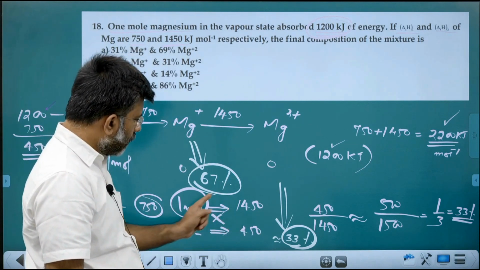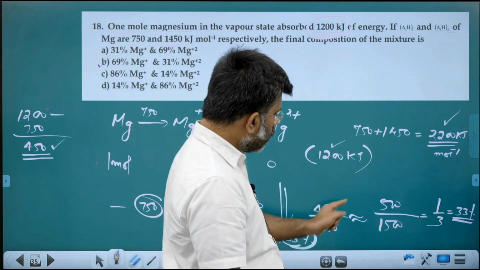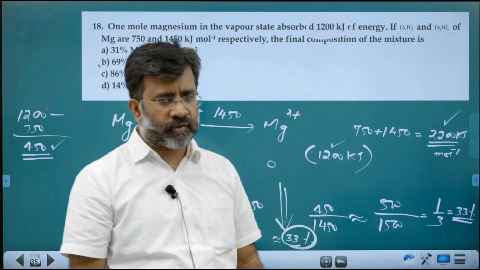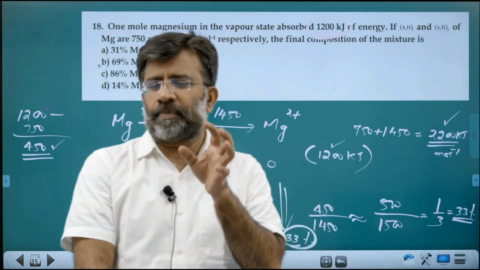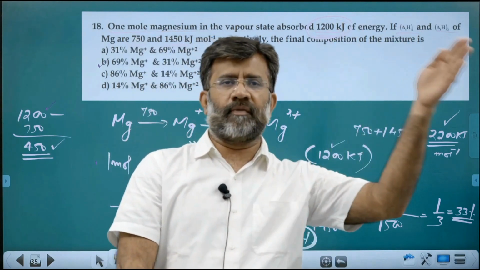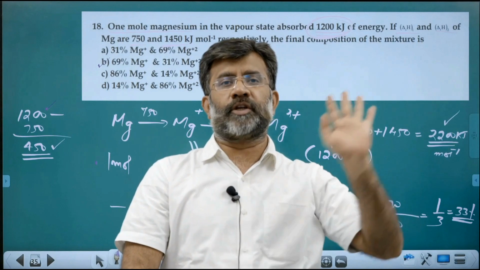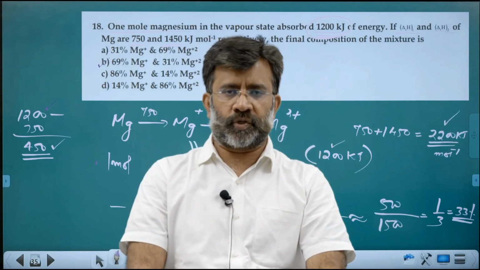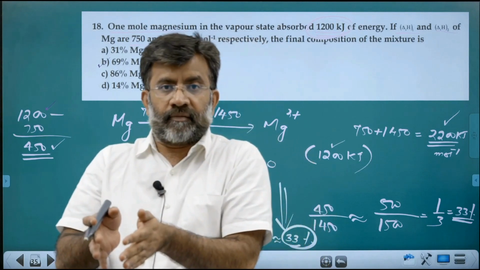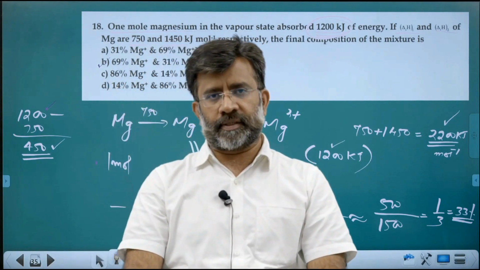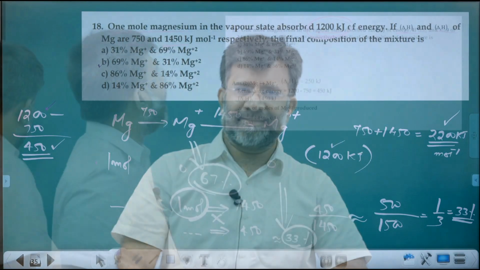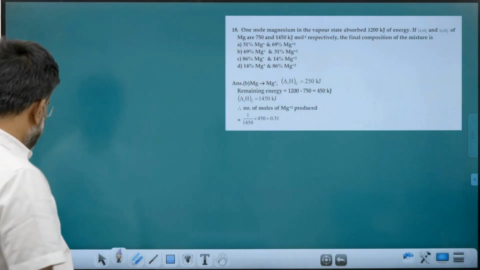It is 450 by 1450, close to 500 by 1500. That is 1/3 conversion taking place. That means some 33% will be converted from Mg+ to Mg2+. So Mg2+ formed is somewhat 33%, and Mg+ remaining will be somewhat 67%. That approximate figure will take you to the answer. Right? Option B, correct.